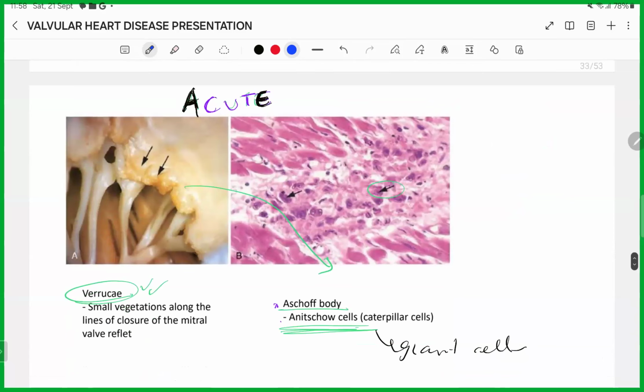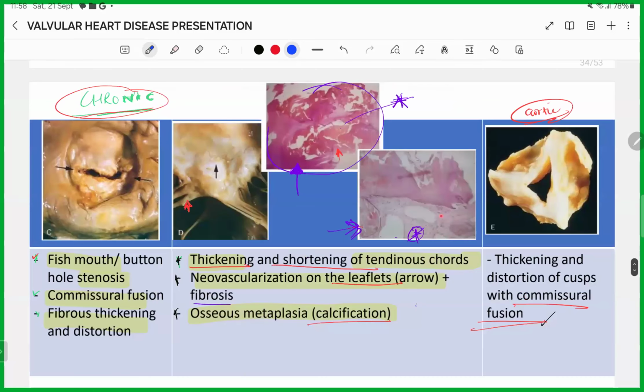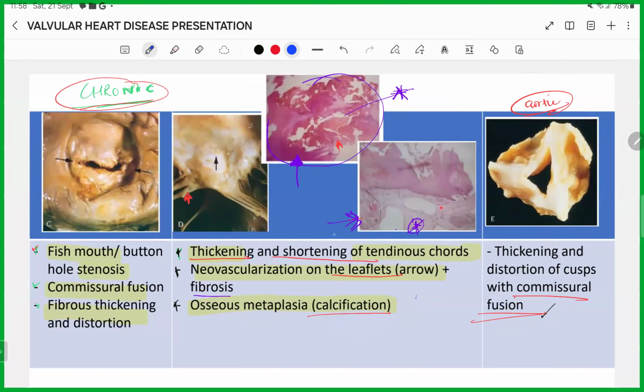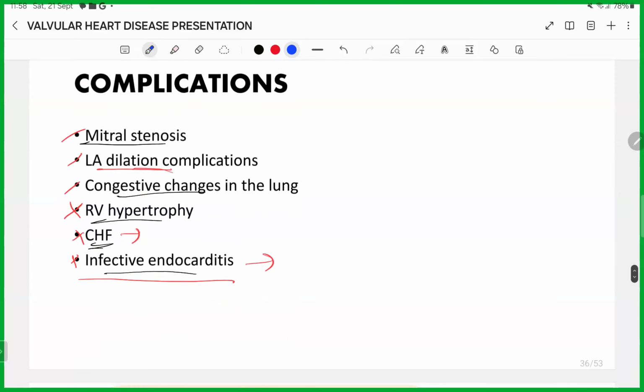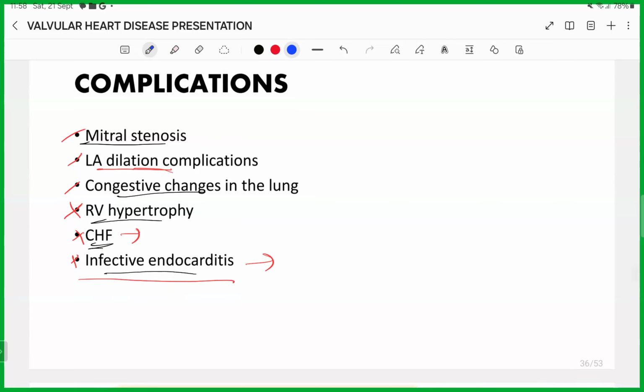Again, this is just the pathology where you're trying to show the granulomatous lesions known as Aschoff bodies, which consist of giant cells known as Anitschkow cells. And then you have verrucae along the lines of closure. And then the chronic manifestation is usually this: stenosis, thickening of the valves, and commissural fusion, as you can see. So complications: it presents with mitral stenosis, left atrial dilation, congestive changes of the lungs, just the same things we mentioned about mitral stenosis, and so congestive heart failure, infective endocarditis.